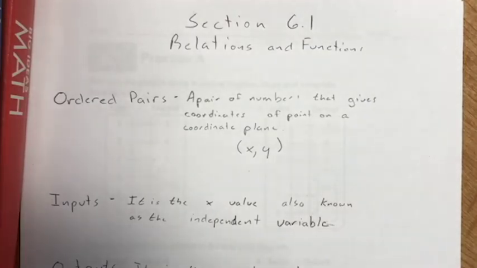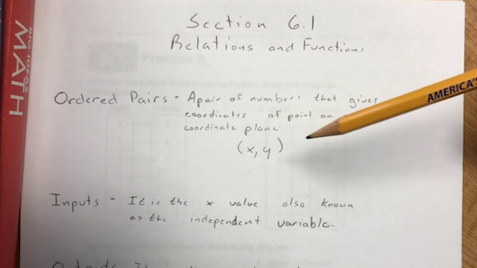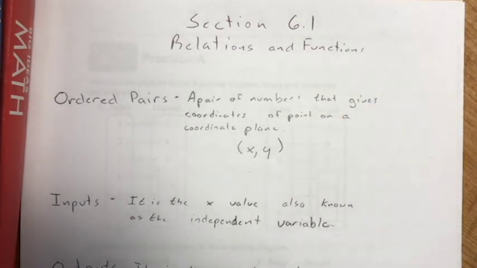Section 6.1, relations and functions. This first part should be a little bit of a review for you because we've been doing it for quite some time. It's about ordered pairs. Basically, you know this is a pair of numbers that gives coordinates of a point on a coordinate plane. And we always write it as x, y. So we know how this works already.